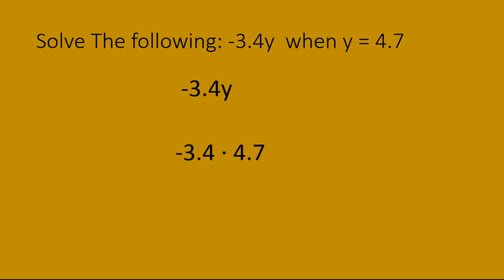When you're solving, did it look like this? Did you at first substitute 4.7 in for y? When you multiplied, did you get -15.98? Again, it's positive 4.7, but it's being multiplied times that -3.4, so your end result's going to be negative, and it's going to be -15.98.